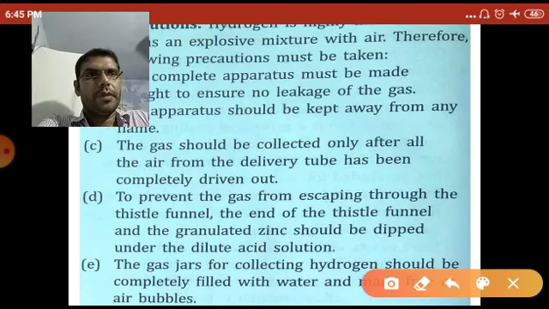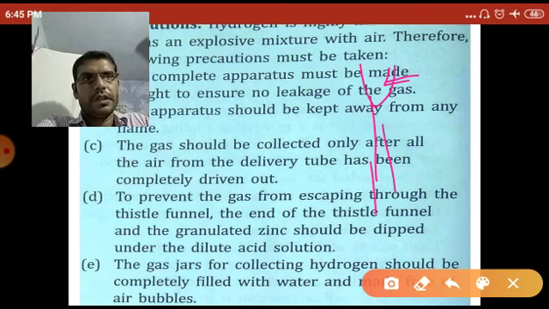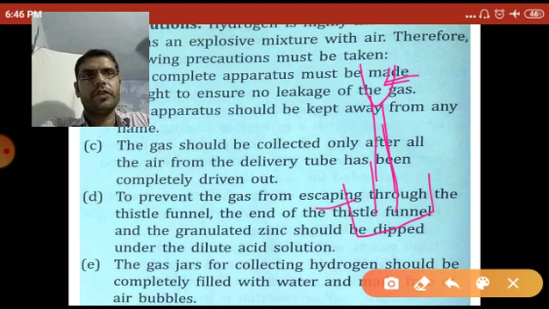Now the next precaution: to prevent the gas from escaping through the thistle funnel, the end of the thistle funnel and the granulated zinc should be dipped into the dilute acid solution. The thistle funnel, which contains the dilute acid, is connected to the Wolfe bottle. So the end of the thistle funnel and the zinc granules should be in contact with each other. Otherwise, some gas can escape through the thistle funnel.